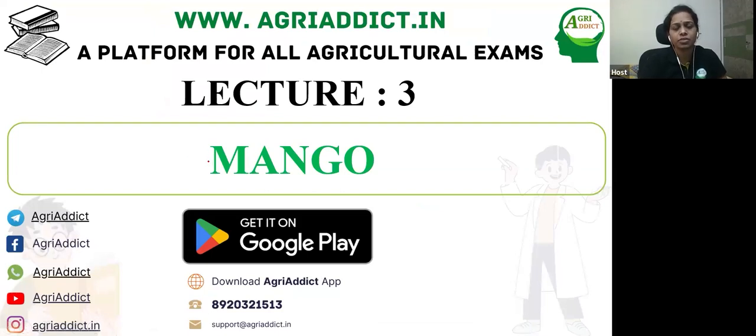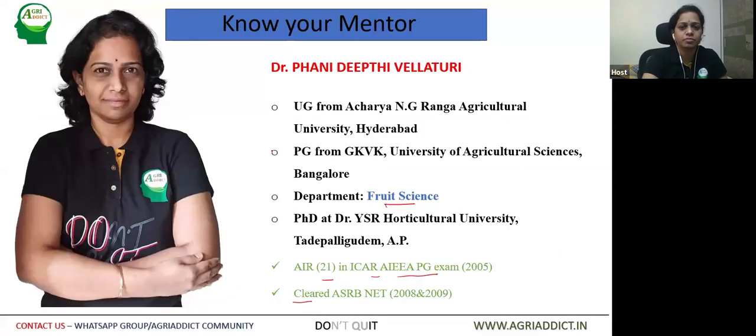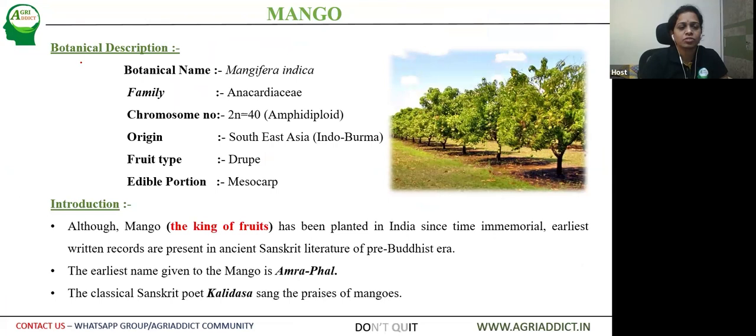So today let us start our discussion on the production technology of mango. First we'll start with the botanical description of mango. The botanical name of mango is Mangifera indica. The family is Anacardiaceae. The chromosome number is 40. It is termed as amphidiploid. Then the origin is Indo-Burma, which is Southeast Asia. The fruit type is drupe and the edible portion is mesocarp.